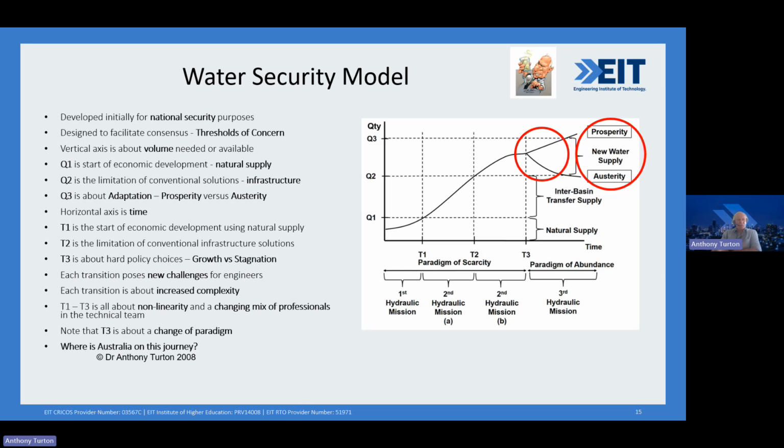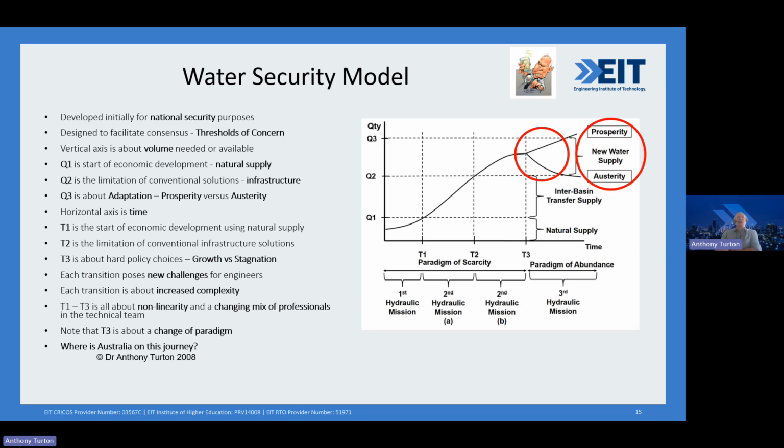And if you look at the bottom of this graph, I talk about hydraulic missions, and that's the South African one. In this case, we've had three different hydraulic missions. We've actually had two, but we are now in the third one. The first one is about getting more water. That's the paradigm of scarcity. But the third hydraulic mission is about how do we create new water? How do we recycle water that's socially acceptable, economically viable, technologically possible? And that's the sort of mix now.